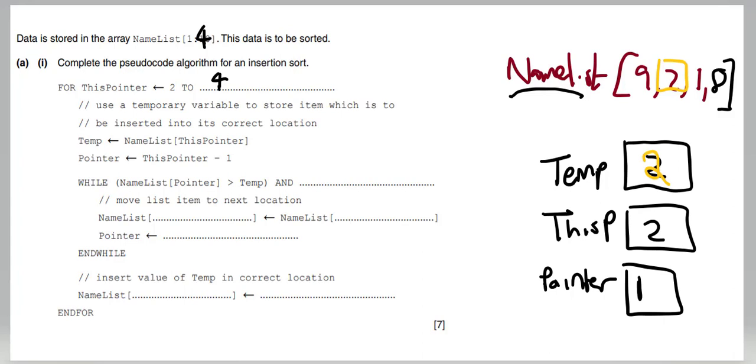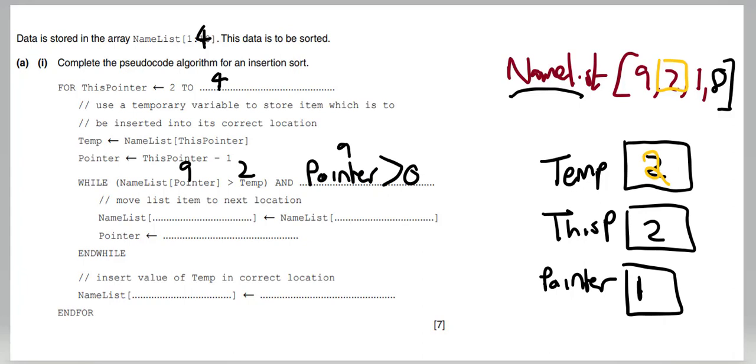Now, we've then got this loop, which will run within this for loop. So while nameList pointer, so we're talking about position 1, so number 9, is greater than temp. And now I'm going to do this solution, and I'm then going to explain why in a little bit of time. The pointer is greater than 0. So temp at the moment is 2. So this loop is true because pointer is 9. It's greater than 0. So what do we want to happen?